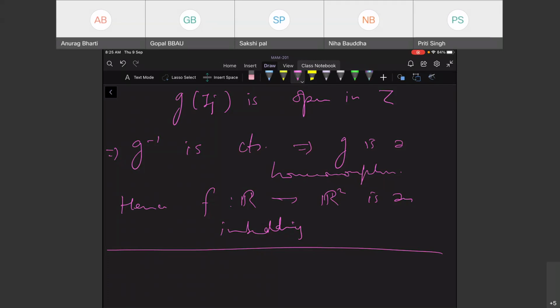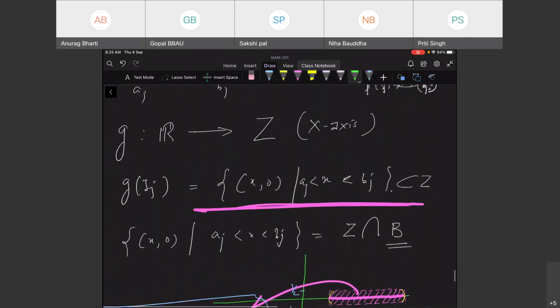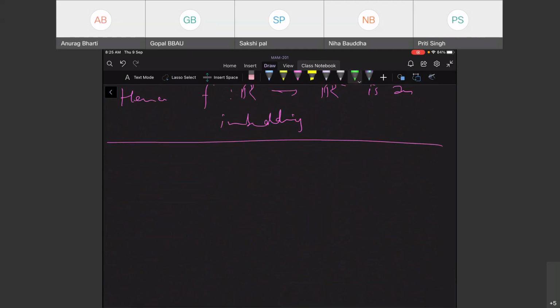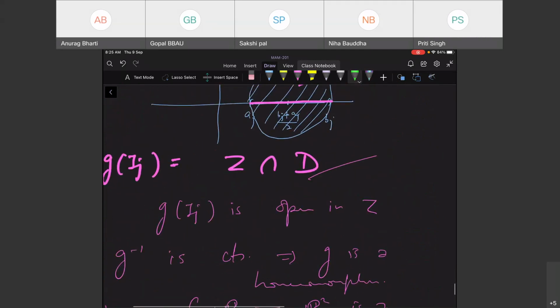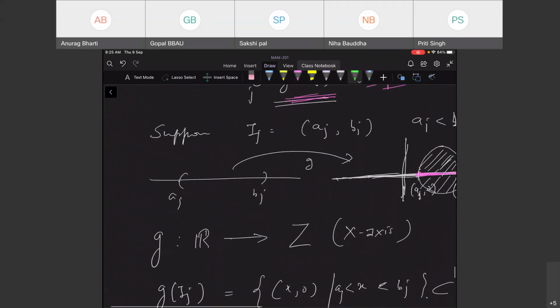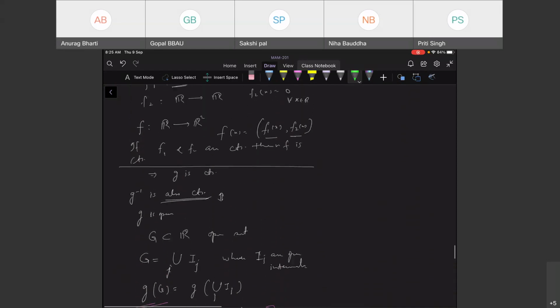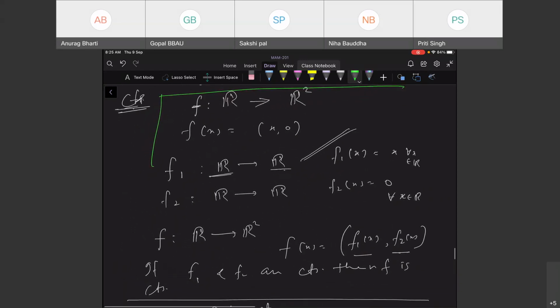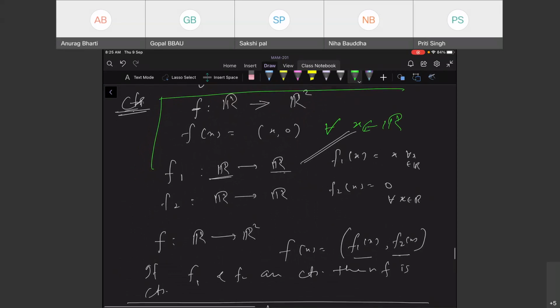Okay, so from this example, we observe one thing. I have not stated this in my notes, because at that time I didn't realize. Let me write this observation. In fact, this example is not written in the notes. Please write it and work it out, okay? So f from R to R2, f(x) given by (x, 0) for all x in R. So this is an embedding.